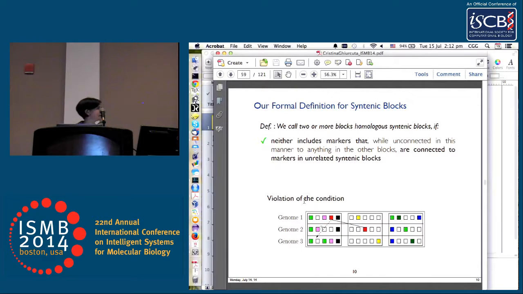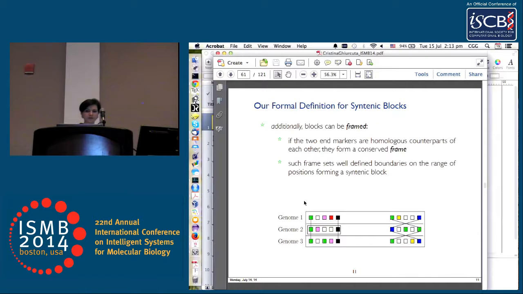So here we have the pair of red markers, and as we can see, the red marker in the first genome in the leftmost synthetic block family has its only homologous counterpart situated in the middle synthetic block family, and it doesn't present any homologous counterpart in its own synthetic block family. So this is a violation of the second requirement of our definition.